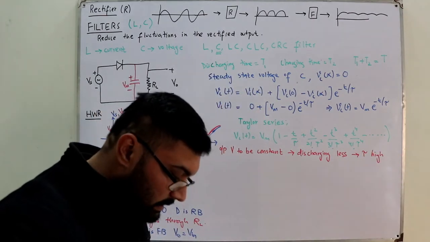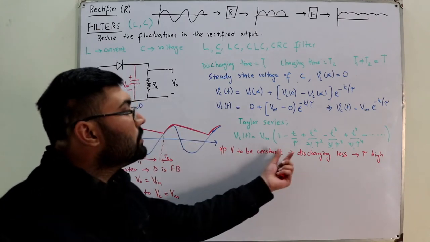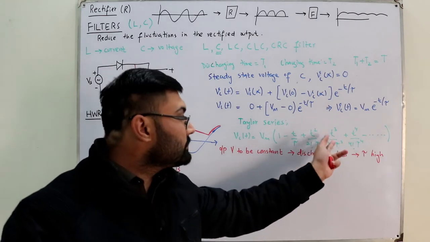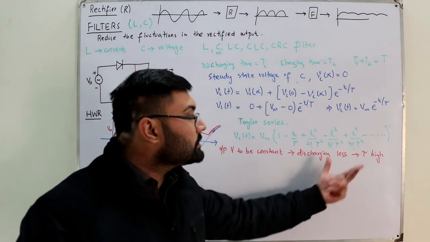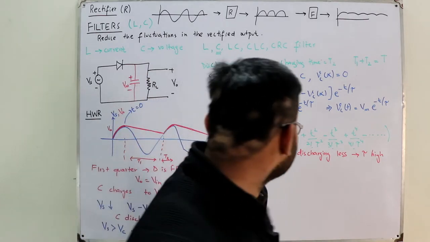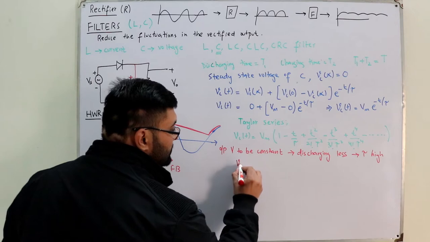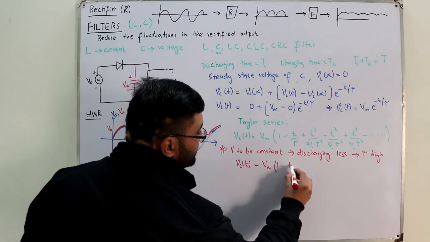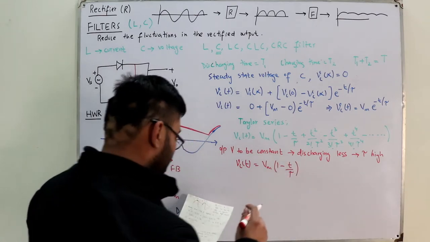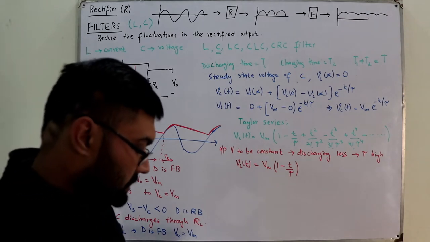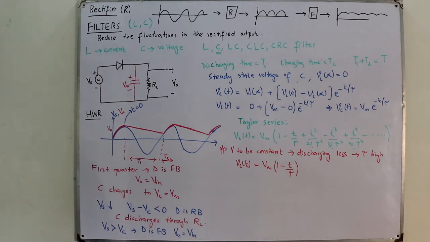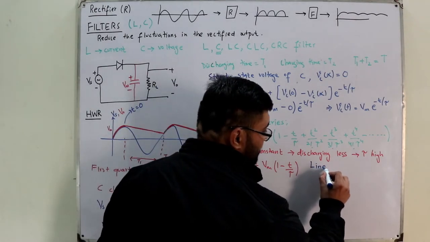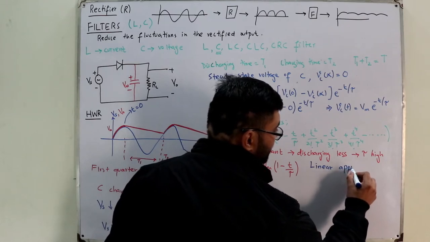Now if the tau is high, we can ignore the higher order terms. If tau is high, tau squared would be much higher, tau cube even higher, tau to the power 4. So we can ignore these, which means my VC of t becomes equal to Vm times 1 minus t upon tau. This is a linear approximation, done by ignoring the higher order tau terms.